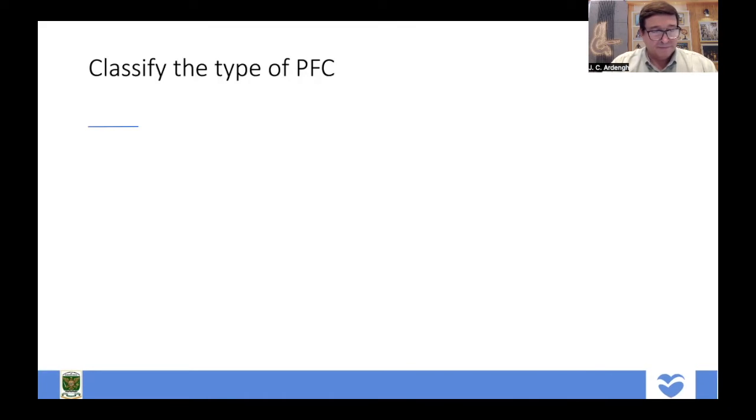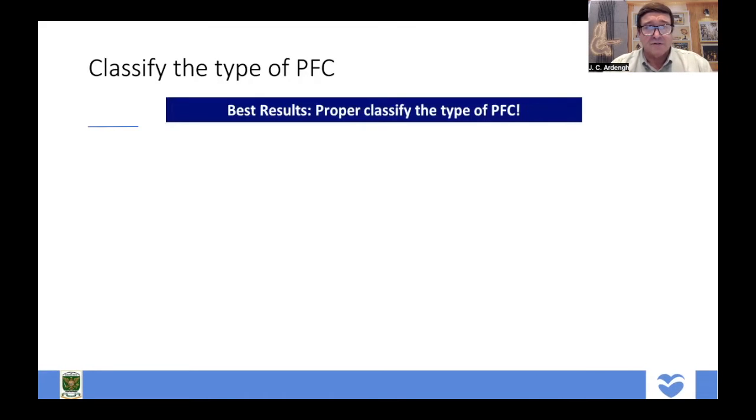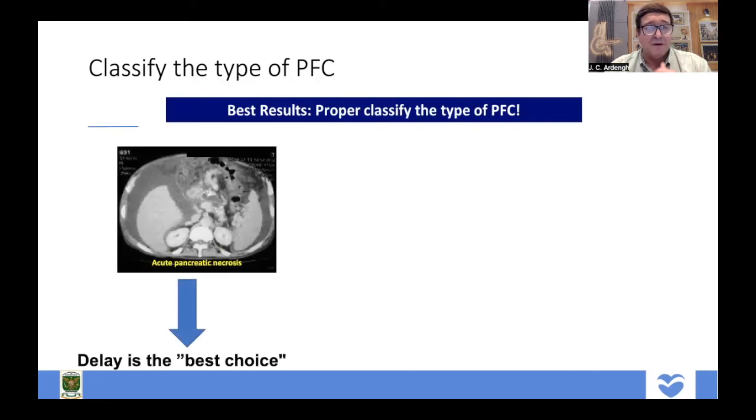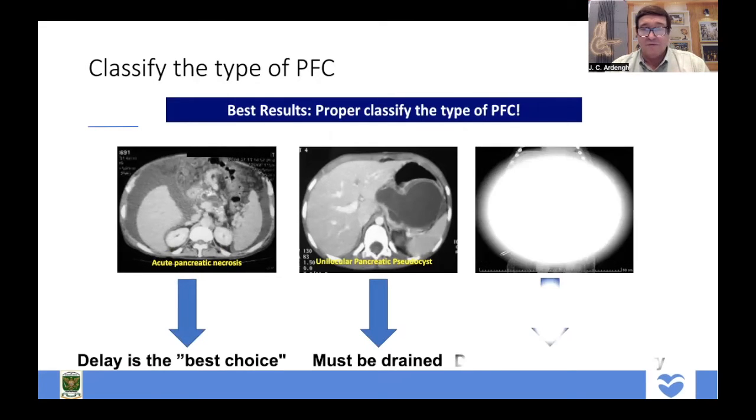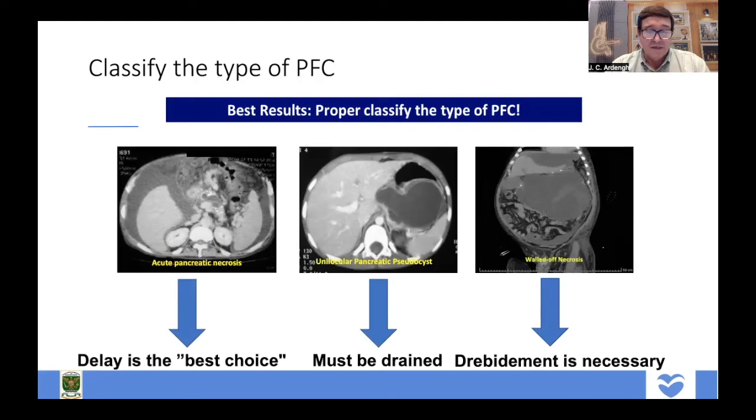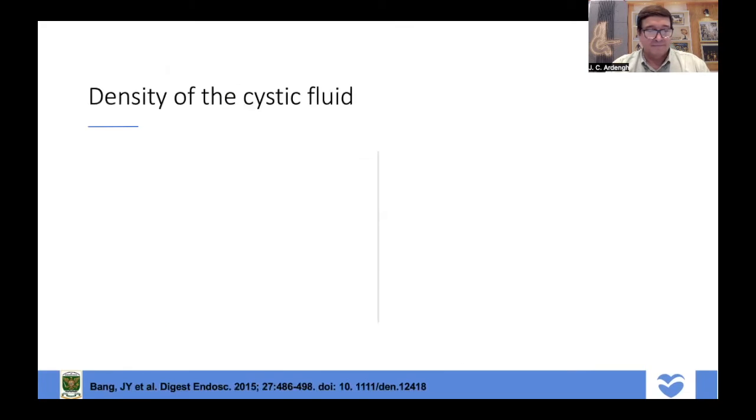To obtain the best results, detailed analysis of the CT imaging shows, for example, that an acute pancreatic necrosis requires conservative treatment, a symptomatic unilocular pancreatic pseudocyst requires drainage, or a patient with compartment syndrome due to a walled-off necrosis requires urgent endoscopic debridement.